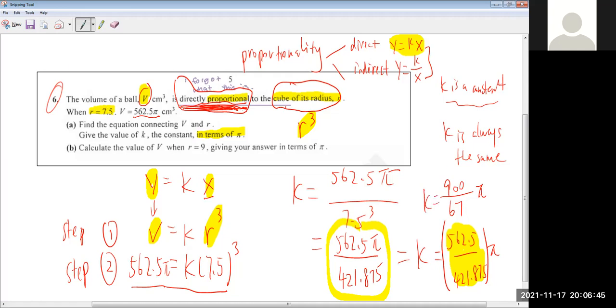Okay, good. But this only gives you k. It's still not the final step. Because part A, they say what? Part A they say find the equation connecting v and r. So in fact, you already have the equation. This is the equation.